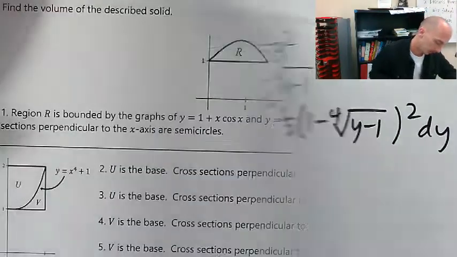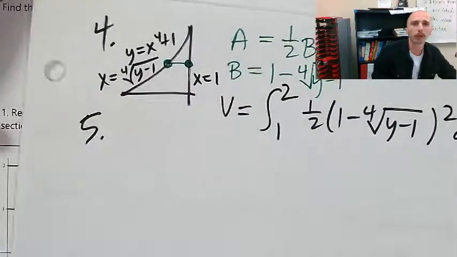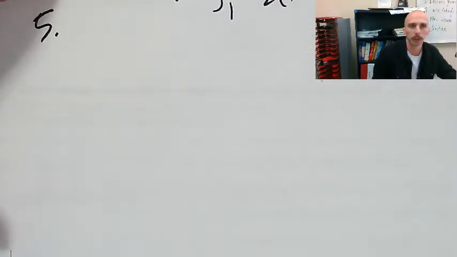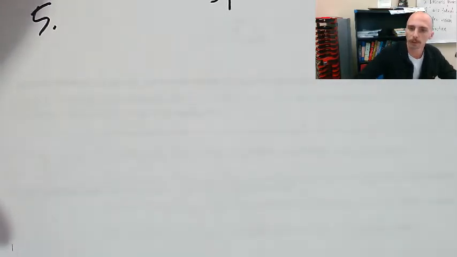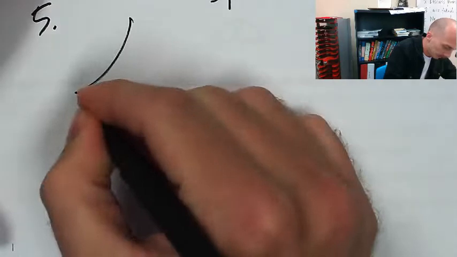All right. And number 5, V is the base. Cross sections perpendicular to the y-axis are quarter circles. This is pretty rare. This might not be in AP Calculus, but it's a problem that I'm assigning, so here we are. Let's say that V is the base.